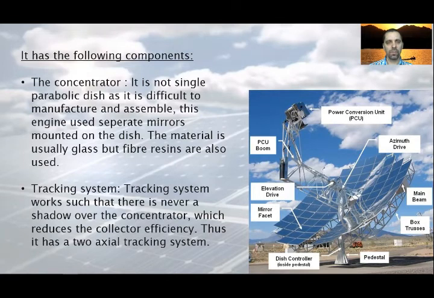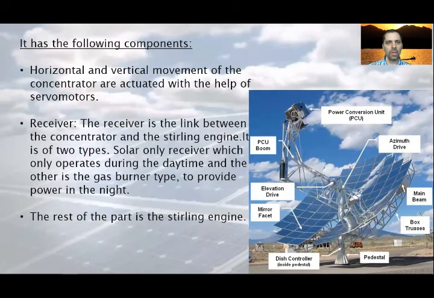The concentrator. It is not a single parabolic dish, as it is difficult to manufacture and assemble. This engine uses separate mirrors mounted on the dish. The material is usually glass, but fiber resins are also used. Tracking system. The tracking system works such that there is never a shadow over the concentrator, which reduces the collector efficiency. Thus, it has a two-axis tracking system. Horizontal and vertical movement of the concentrator are actuated with the help of servomotors.